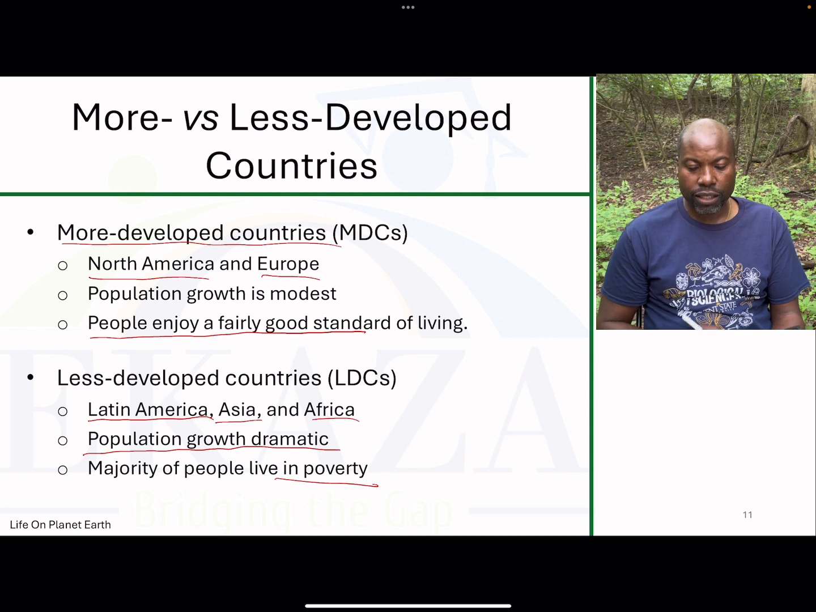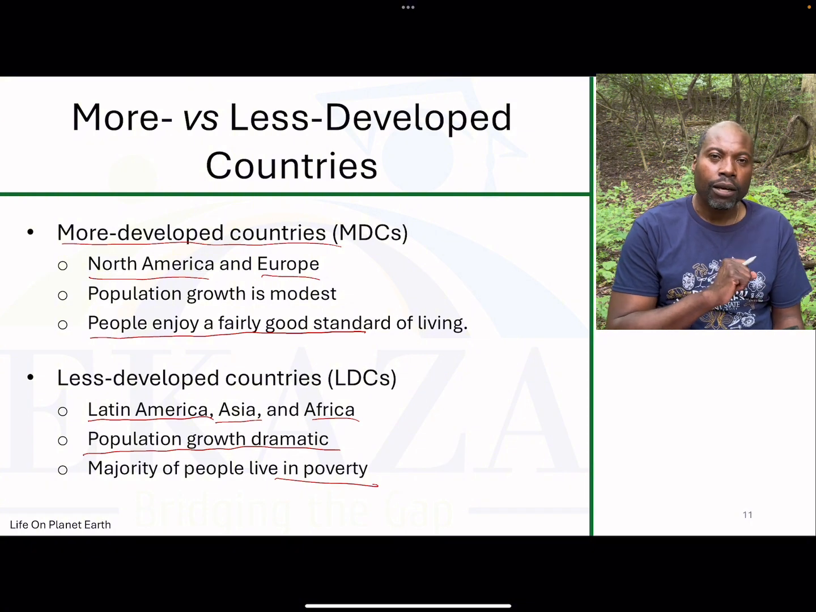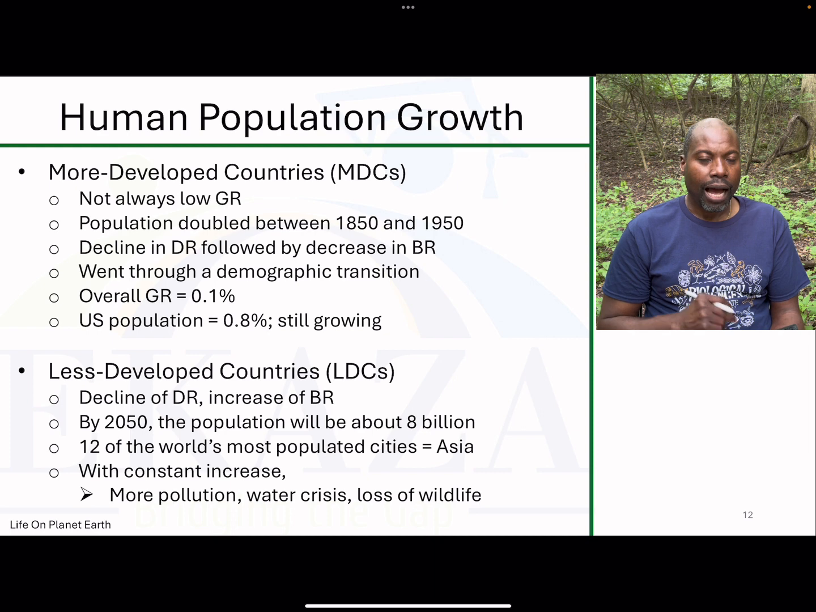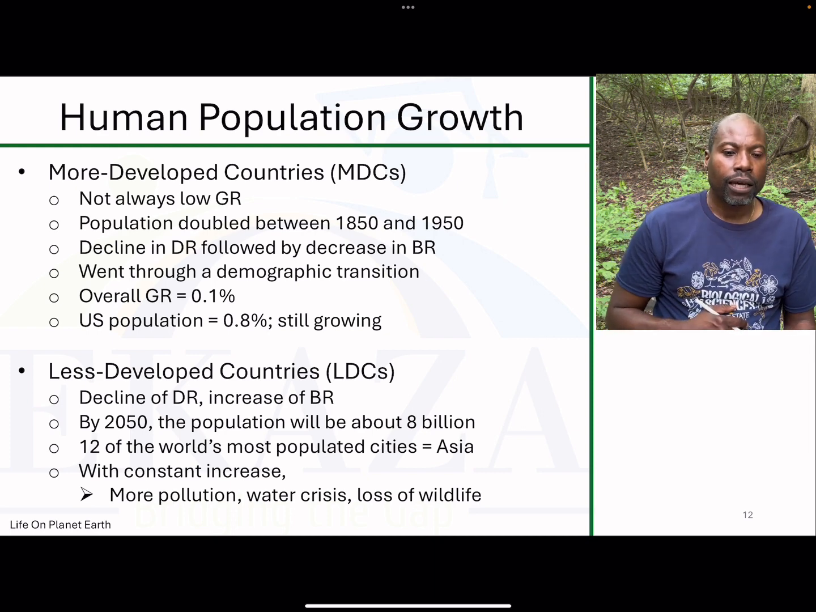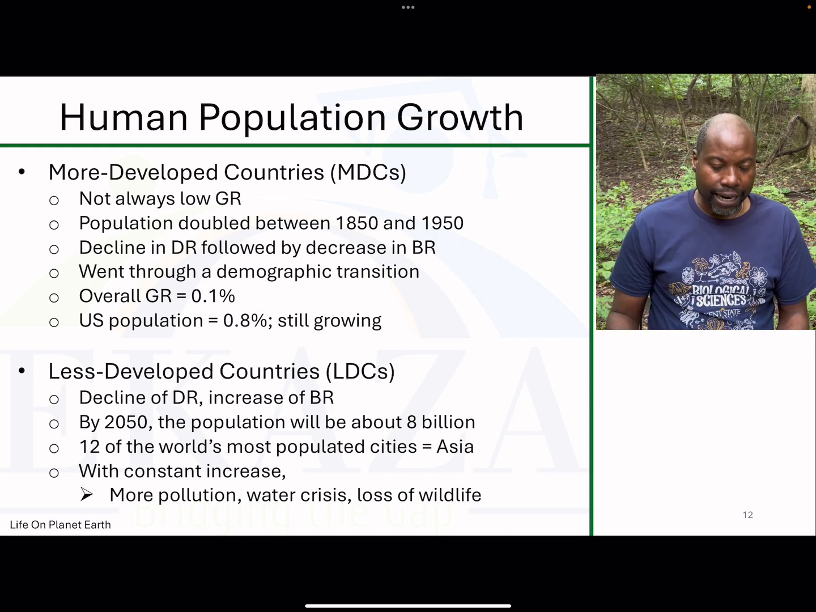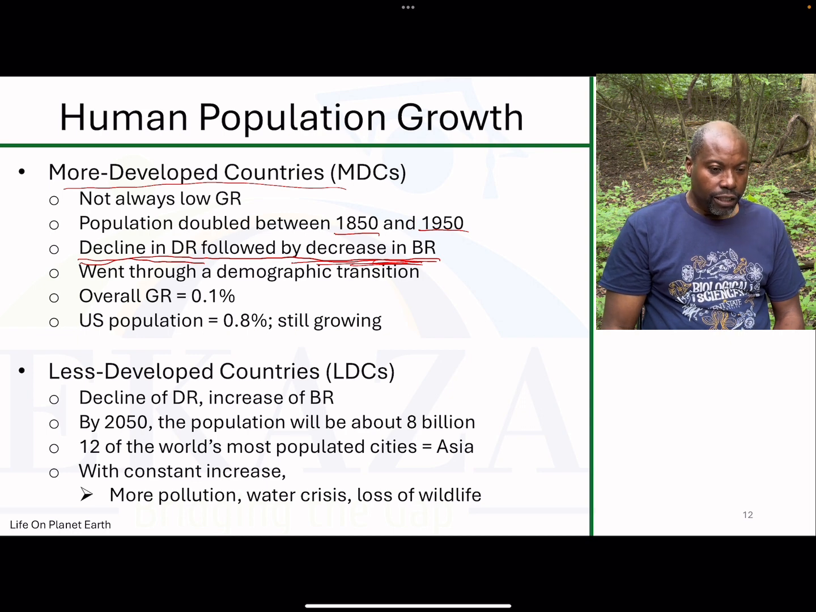There are also other reasons. But let's close that parenthesis. We don't want to get into the politics, right? We want to stay 100% biology and how population is being affected. In more developed countries, the population was not always declining as we see today.